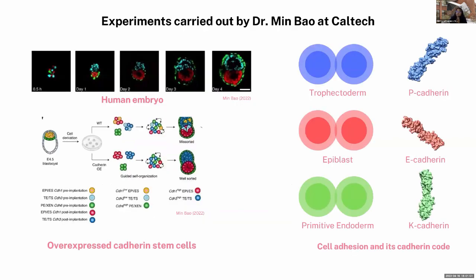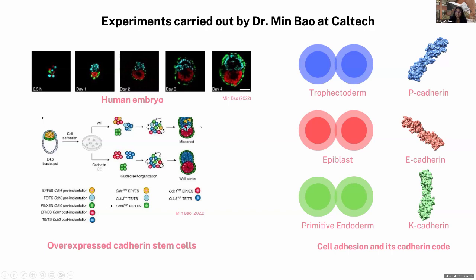The self-organization of these cell lineages is a crucial procedure assisted by cytoskeletons and the cadherins, which are the cell adhesion proteins. Recent studies by Dr. Minbao decode the cell type specific cadherin code that drives the differential adhesion lineage sorting. Here in the first image, we see a human embryo throughout the early developmental stages of embryology. Cell sorting and cell adhesion is observed.